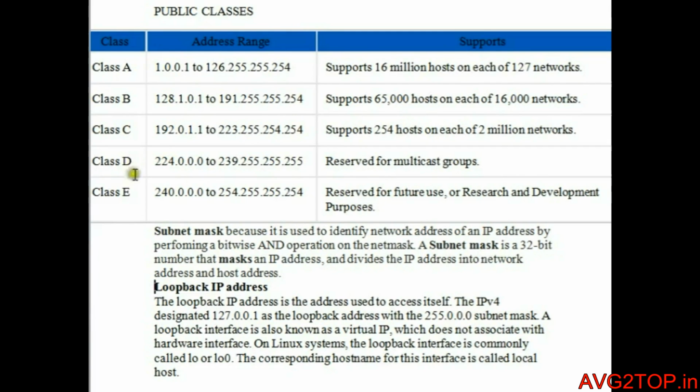Class D IP address. Its range is 224 to 239. It is reserved for multicasting groups only, in order to broadcast information. So this cannot be allocated for our domestic purpose or for companies or corporate purposes. This can be used only for multicasting. And class E is 240 to 254. This is especially used for research and development purposes, and sometimes used by armies, militaries, etc. So this is all about public classes.